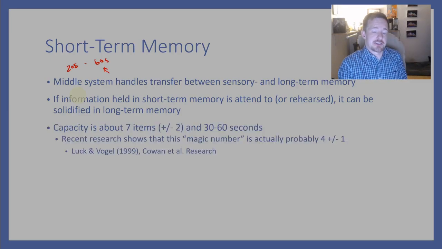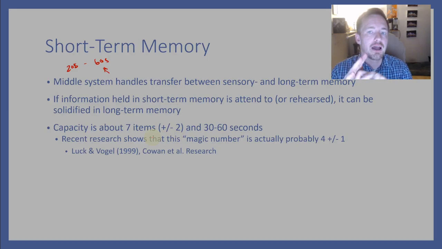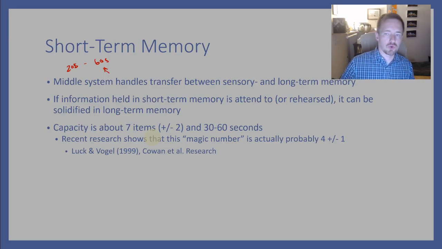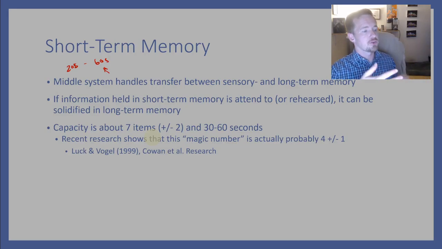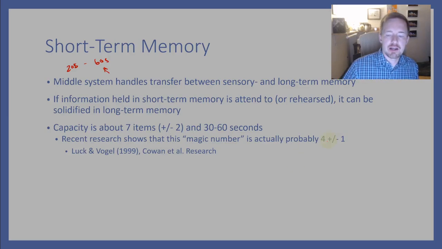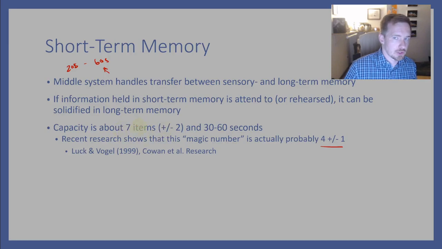And its capacity, as you learned already this semester, is about 7 ± 2 items. But people have, and I alluded to this in chapter one, tested this throughout the years and found that whenever you control for things like familiarity of the word or of the number, or if you make sure that people can't chunk items or rehearse them using advanced skills, that actually that number is probably about 4 ± 1. That is actually much shorter than this.